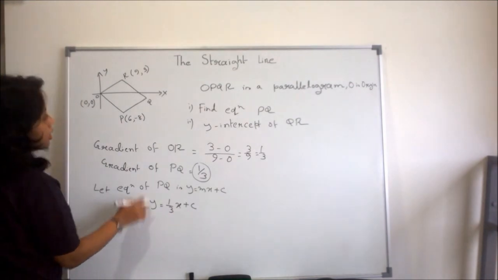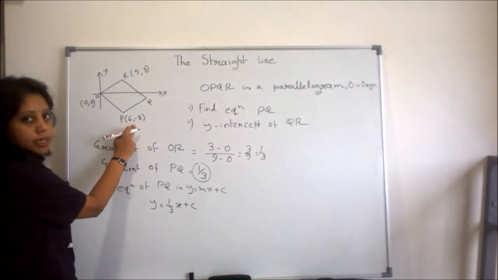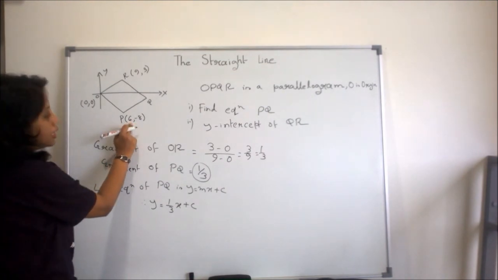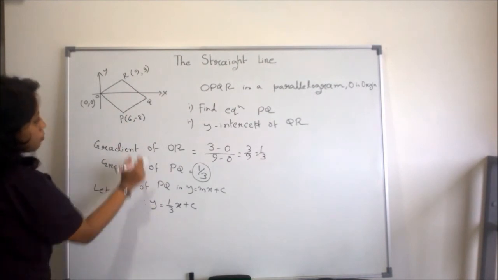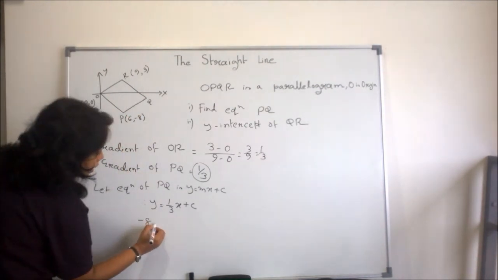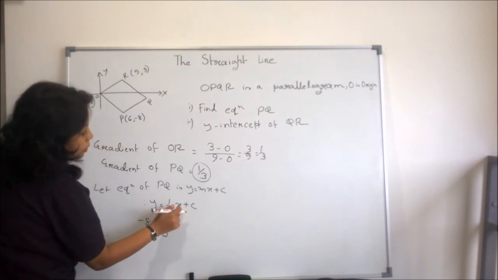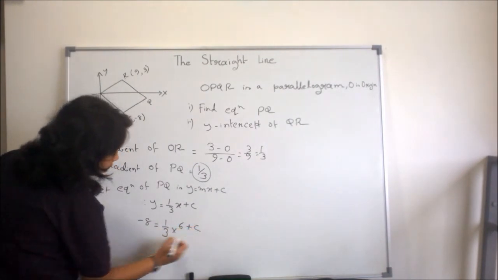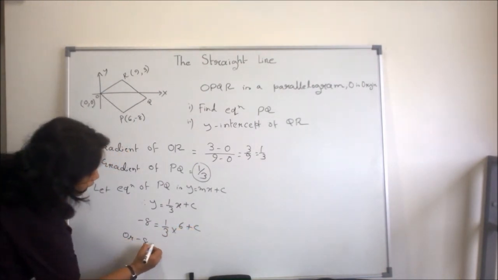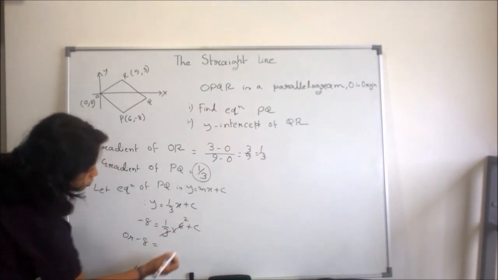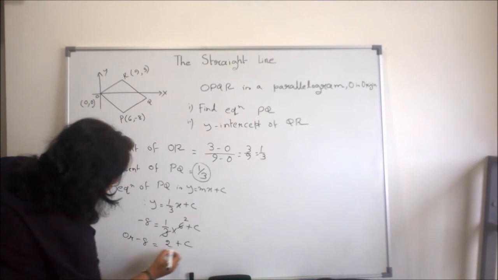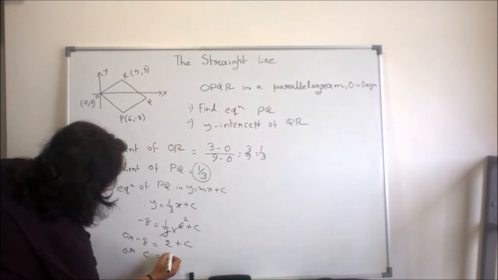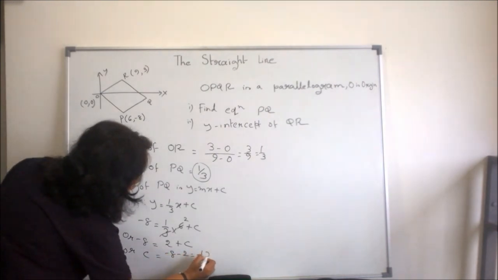Now this line passes through the point (6, -8). So we put in place of x and y, 6 and -8. In place of y we put -8, and in place of x we put 6. So -8 = 1/3 × 6 + c. Here 3 twos are 6, so -8 = 2 + c. So c = -8 - 2, that means -10.